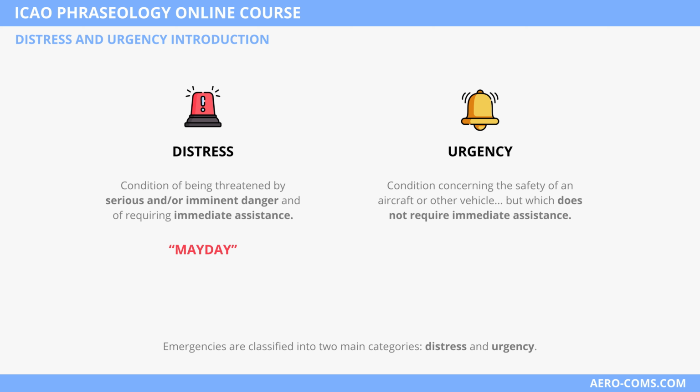The word Mayday spoken at the start of a transmission identifies a distress message, and the words pan-pan spoken at the start identifies an urgency message. The words Mayday or pan-pan, as appropriate, should preferably be spoken 3 times at the start of the initial distress or urgency call. Distress messages have priority over all other transmissions, and urgency messages have priority over all transmissions except distress messages.